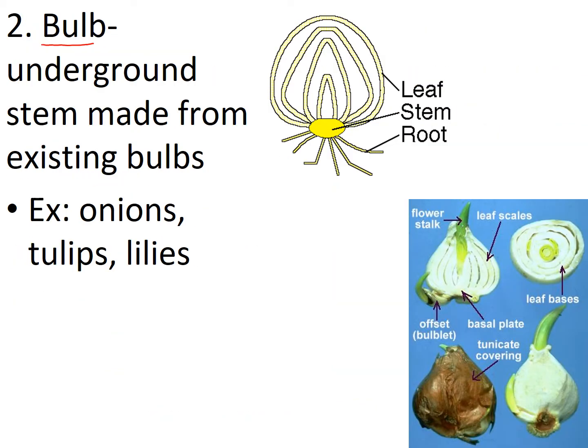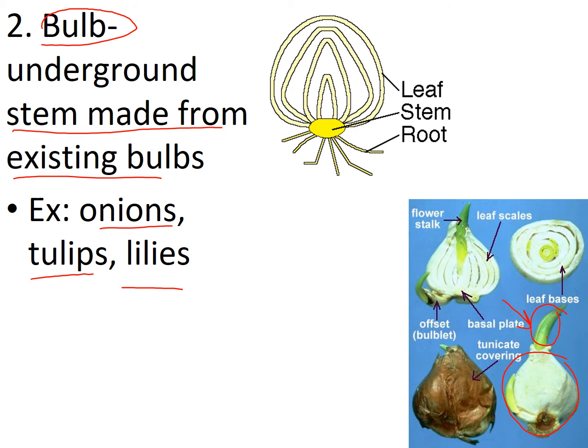We have bulbs. All right, so a bulb is like an onion. They are underground stems made from existing bulbs. So of course, onions, tulips, lilies, they have bulbs that go underground. And as you see for an onion, that's the piece that comes out and grows. This is what stays under the ground. Okay, and that's what we eat.